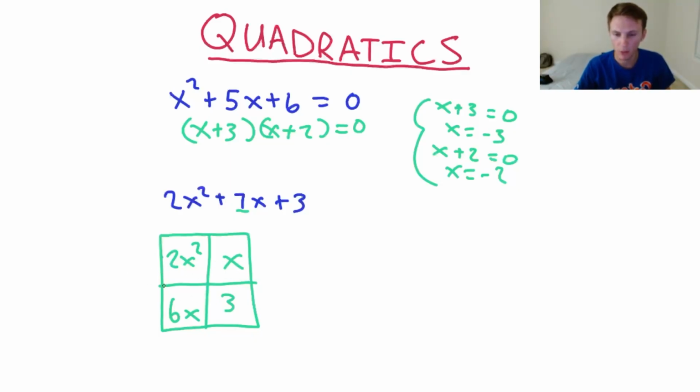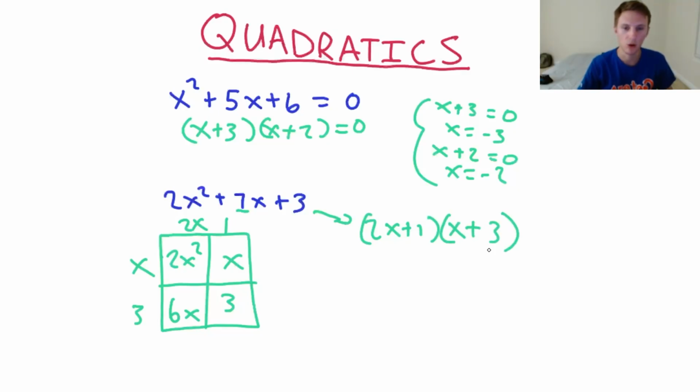Then we go row by row, and we take the greatest common factor of each row. So this will be x, this will be 3, this will be 2x, and this will be 1. So this factored is going to be 2x plus 1 times x plus 3. A lot of problems are going to be predicated on the fact that you know how to do this.